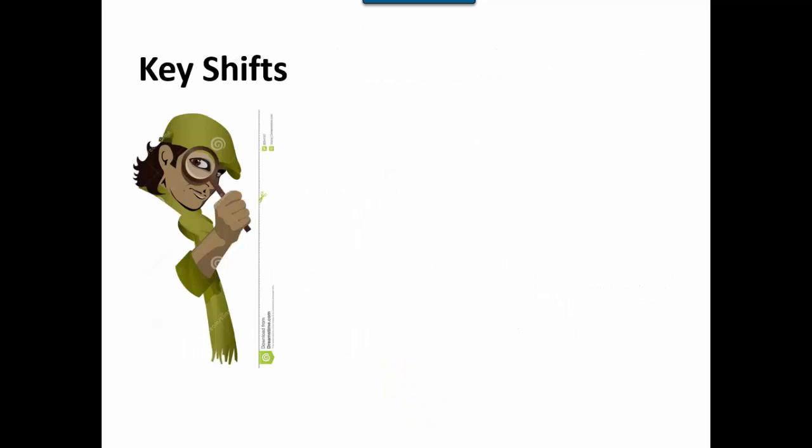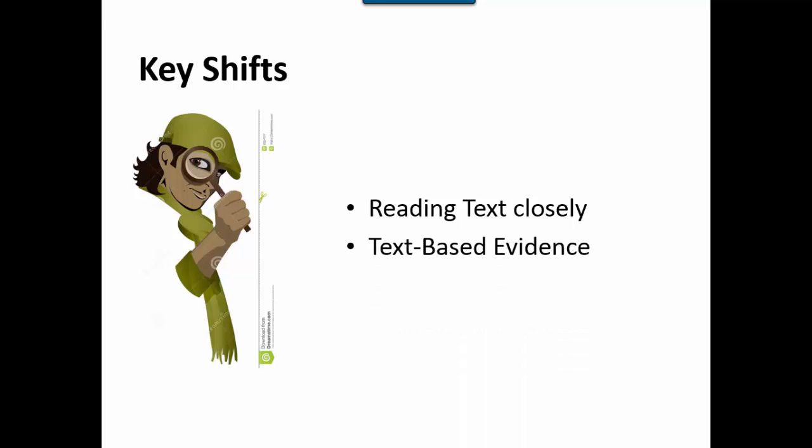The second dimension of the rubric is the key shifts. These are reading text closely. Students may have to read and reread the text, annotating ideas and information and paying attention to hinge words. Having text-based evidence. Students need to be able to ask questions and or be able to answer questions about the text. They also have to be able to cite examples from the text.